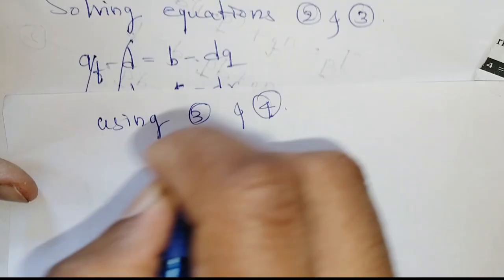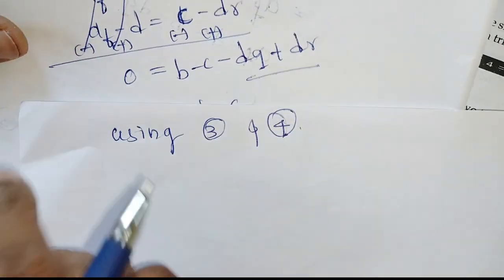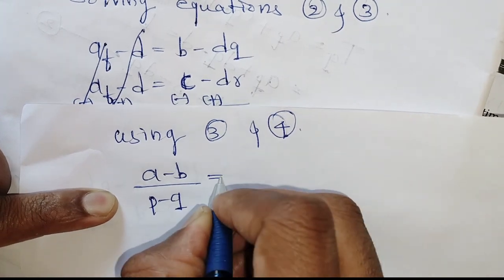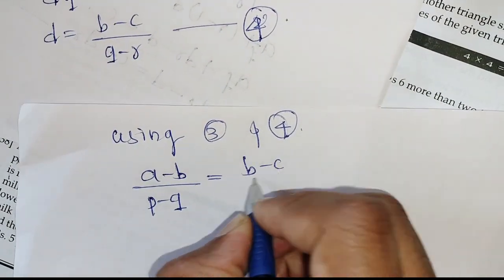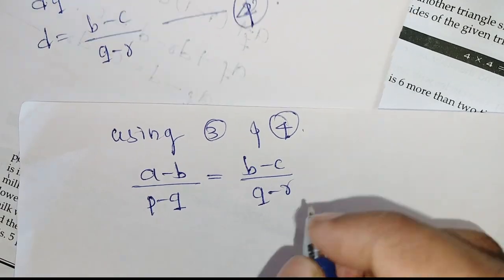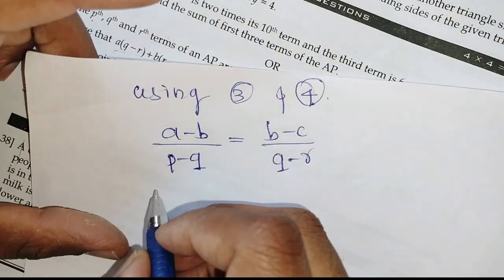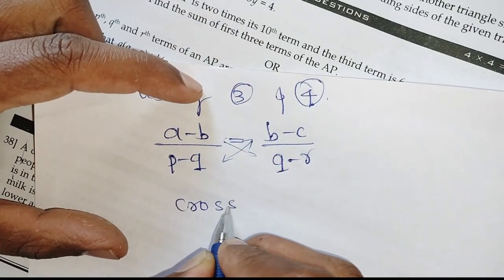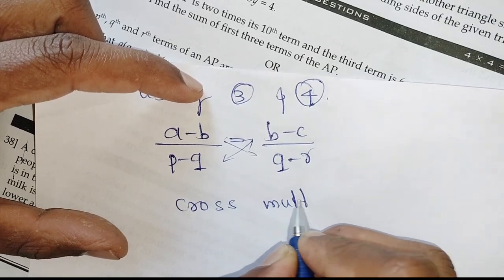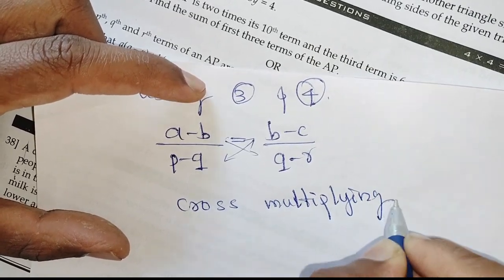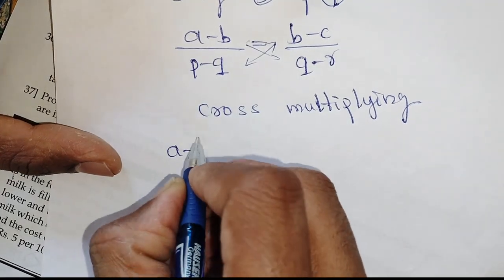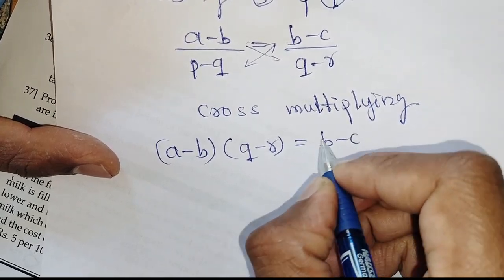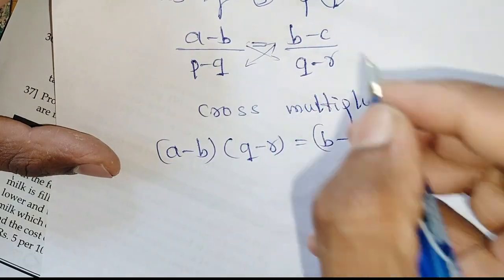Using 3 and 4, that is, a minus b divided by p minus q equals b minus c by q minus r. Here you have to do cross multiplication. Cross multiplying, a minus b into q minus r equals b minus c into p minus q.